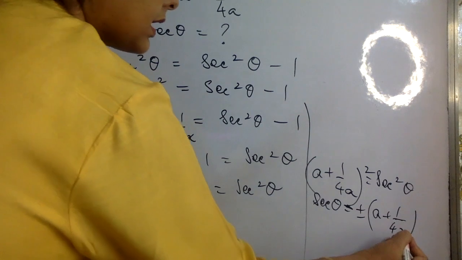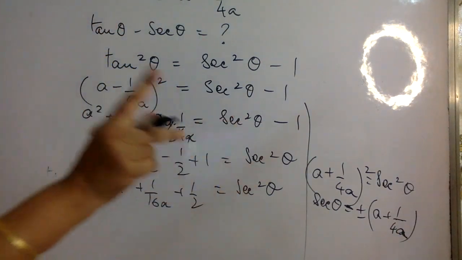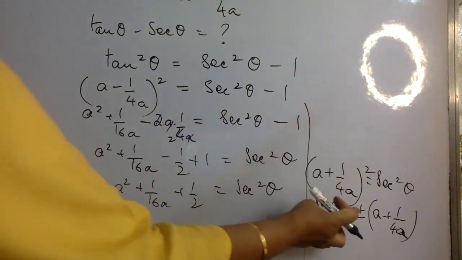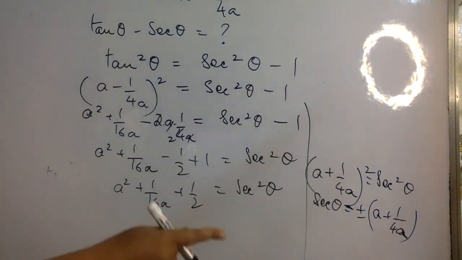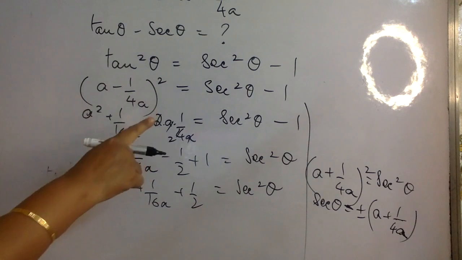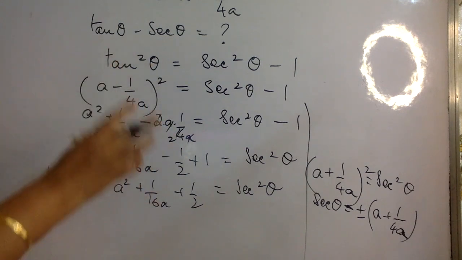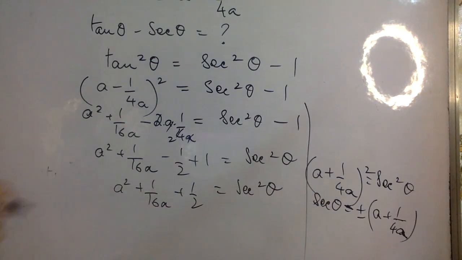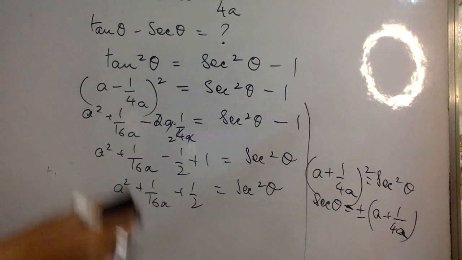Okay, so here I have two values of sec theta, not just one, because we have done square root, plus and minus. We are going to use them separately and get two answers for this question. Remember, this question will have two answers. We'll just leave that over there, and now I'm going to substitute over here.